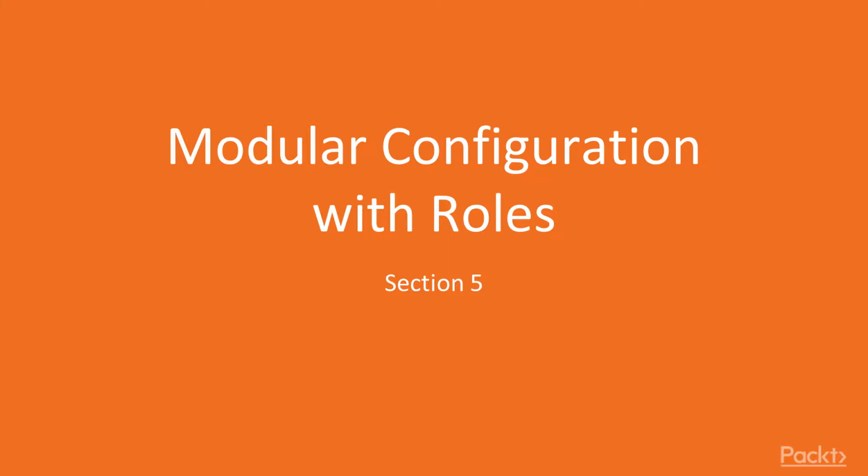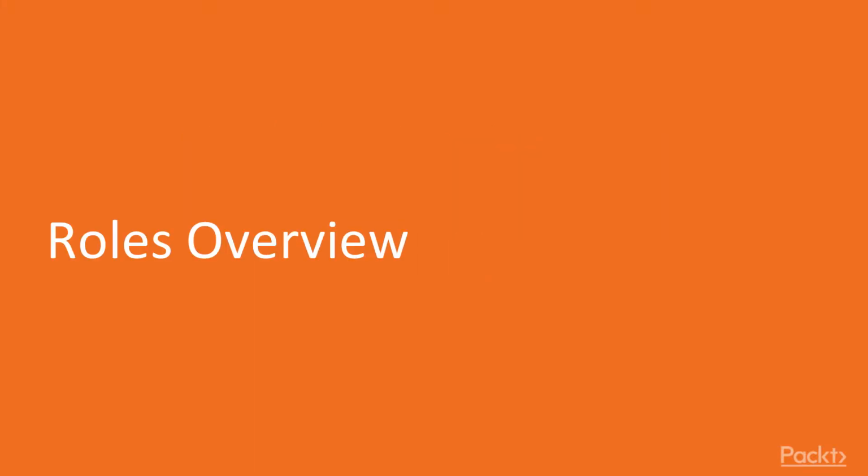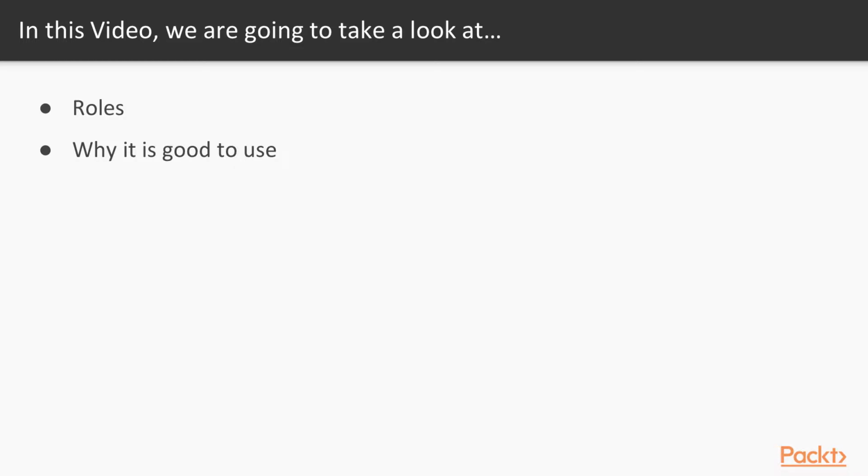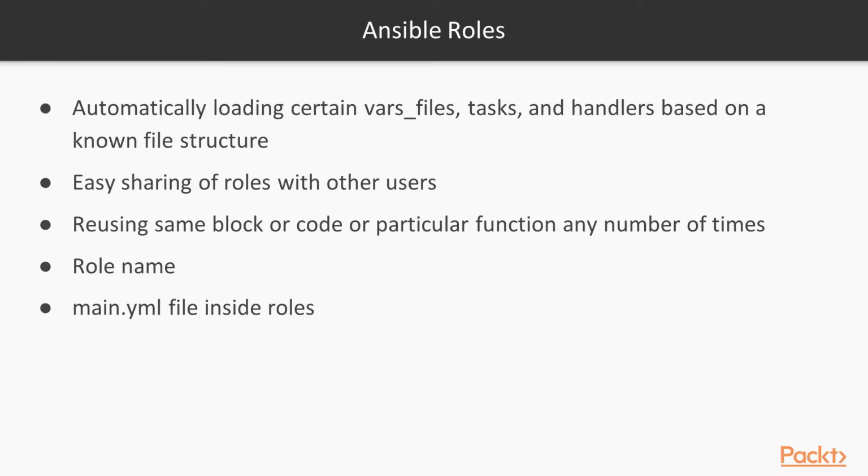So section 5 is about modular configuration of our Ansible playbooks with roles. This is a video, and in this video we will learn a small overview about roles, what it is all about. A role is basically a grouping of certain tasks, a number of steps together, so that we don't have to repeat them again and again. It is very handy when it comes to loading or including any number of handlers or templates or variables to our master playbook.